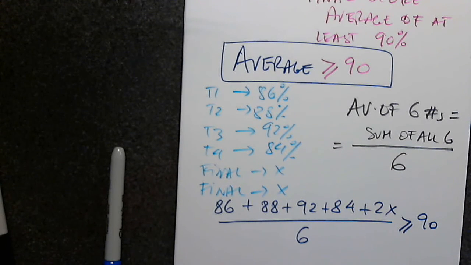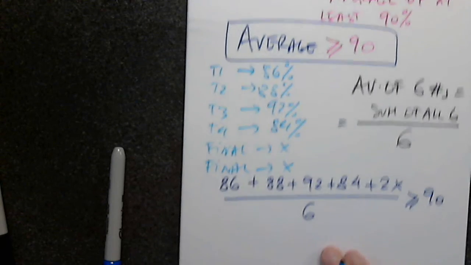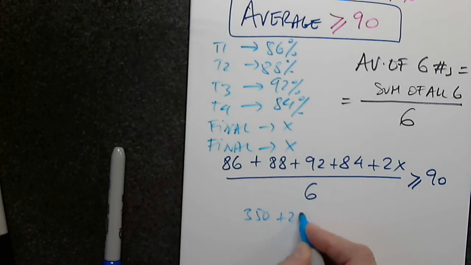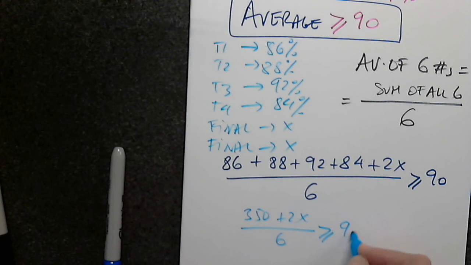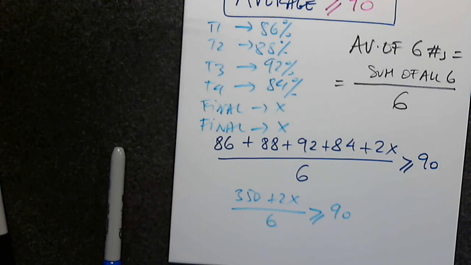Good. So now what did you get when you added up those 86, 88, 92, and 84? I got 350. Correct me if I'm wrong anytime. So this is 350 indeed, plus 2x, divided by 6, greater than or equal to 90. Excellent. What will you do next?